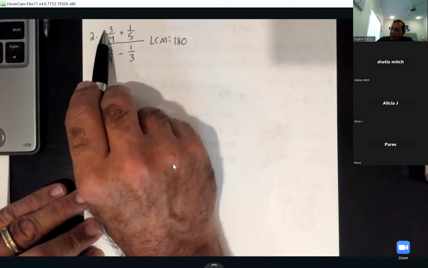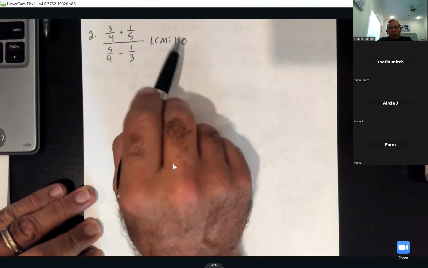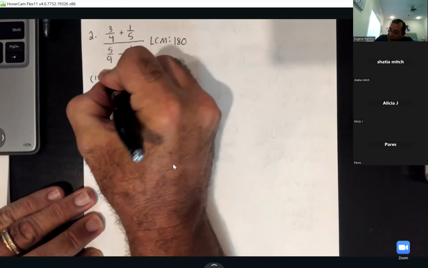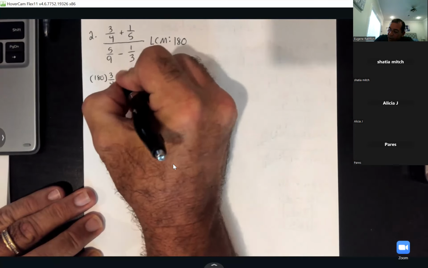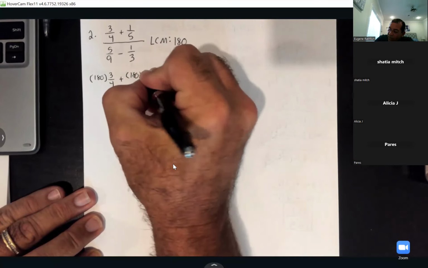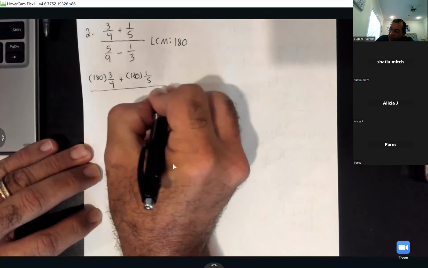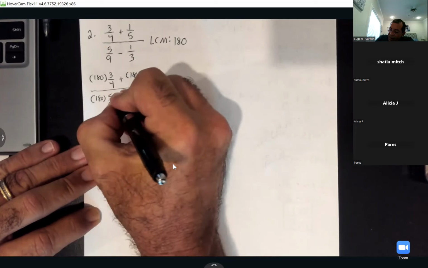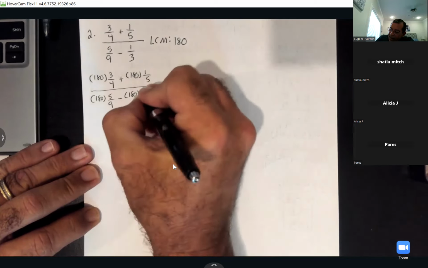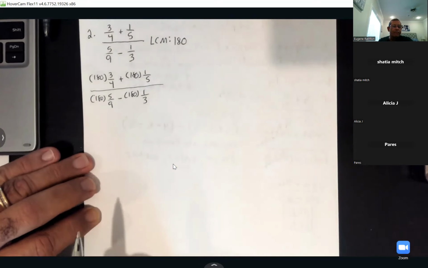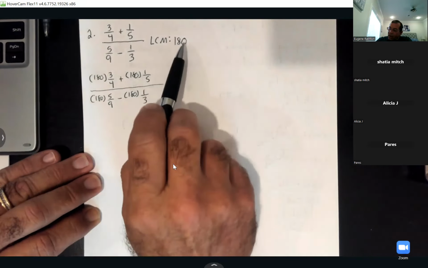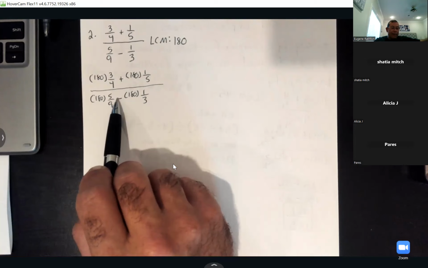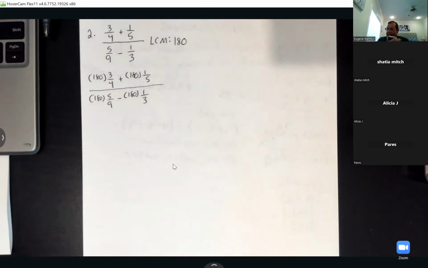So y'all, what I've got to do is multiply all 4 parts by the 180. So we'll do 180 times the 3/4 plus 180 times the 1/5 all over 180 times the 5/9 minus 180 times the 1/3. So we're going to start seeing what we get here.